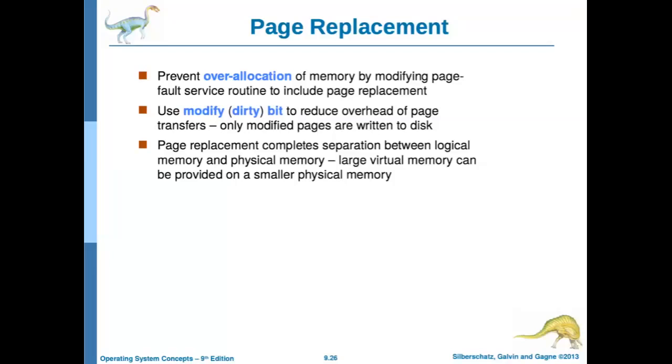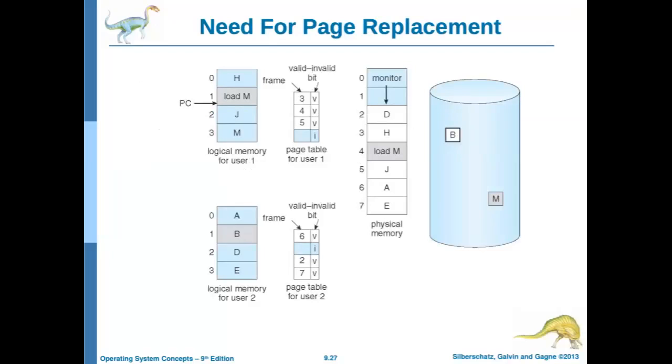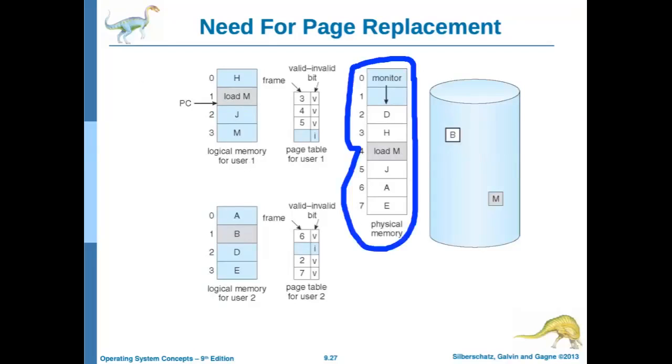Okay, so let us first see the need for it. If you look at this diagram, a total of 8 frames are there in physical memory. So concentrate here. Out of these, 2 frames are used by the operating system, so only 6 are remaining.